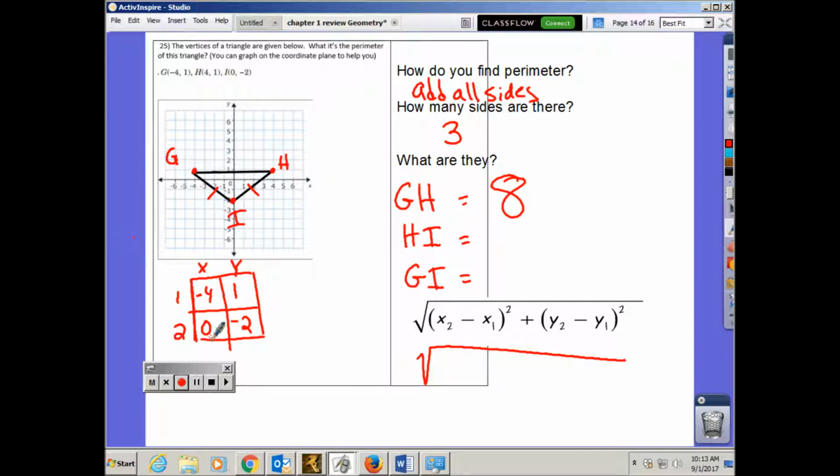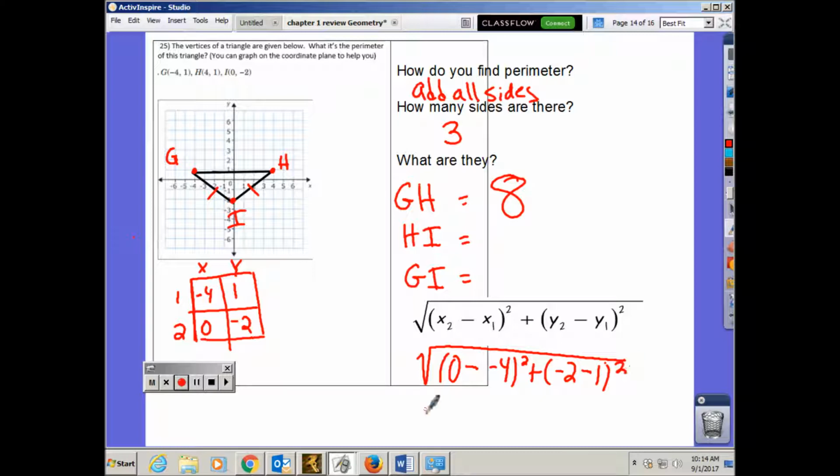So my x value in my second pair is what? 0. What is my x value in my first pair? So remember, it's 0, it's minus, and then x1 is negative 4. What is the y in my second pair? What is y in my first pair? 1. 0 minus negative 4, that's the same as adding 4. Subtracting a negative is the same as adding a positive, correct? So what is 0 plus 4?